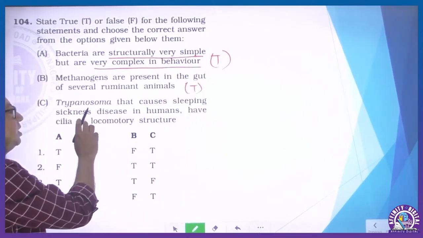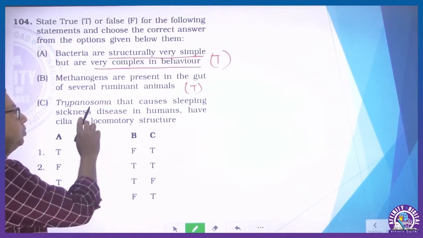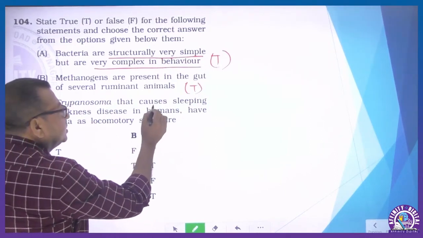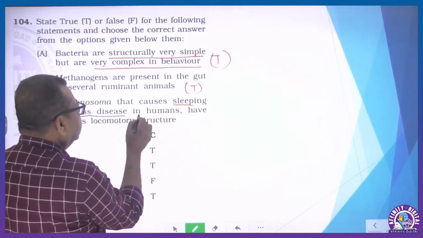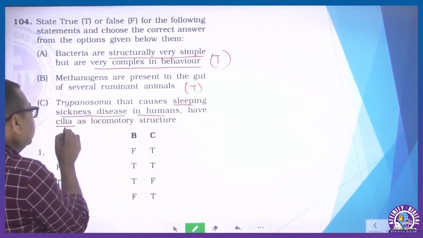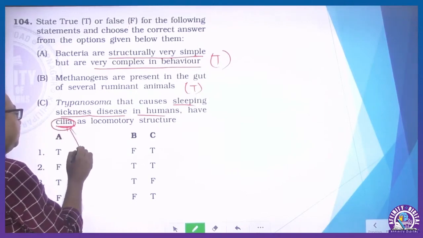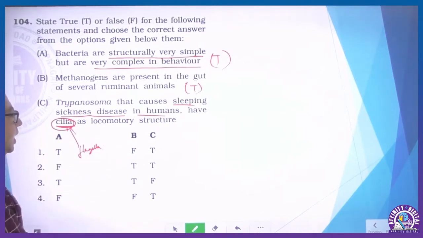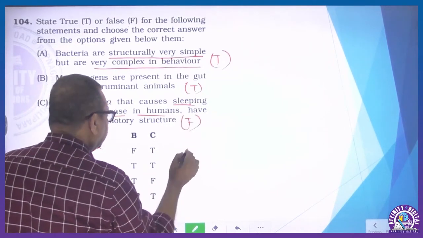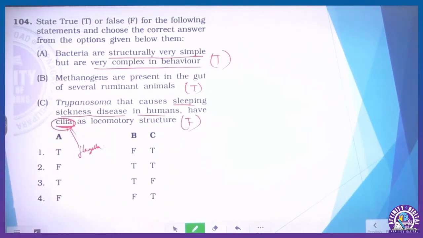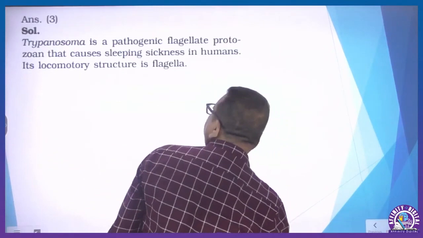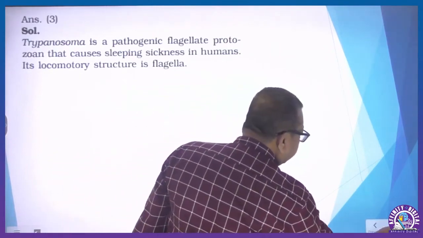Trypanosoma is a flagellate protozoan. It is a pathogenic flagellate protozoan that causes sleeping sickness disease in humans. Have cilia, this should not be cilia, here it should be flagella. So for this the option is wrong. So this is false. So the answer will be true, true, false. Where is true, true, false? Option number 3 will be the answer. Option number 3. Okay.